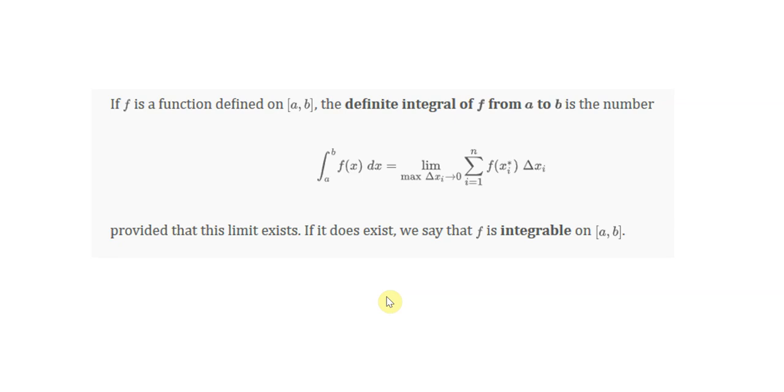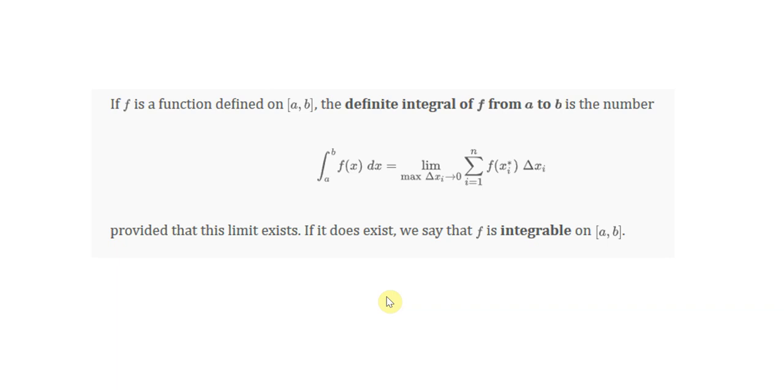So in section 5.2, we are going to define our integral and begin our discussions on that. But it's just building off of what we've been talking about with the sums and the approximations from the previous couple of videos and from section 5.1. So here's our definition. If a function is defined on a closed interval [a, b], the definite integral of f from a to b is the number given by this limit, provided that this limit exists. If it does exist, we say that f is integrable on [a, b].